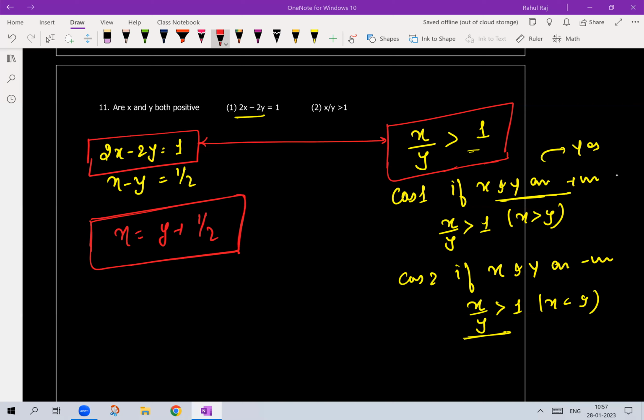Absolutely. So at this place, you take any value of y, doesn't matter at all. You take any positive value of y or any negative value of y, it doesn't matter. Can I say x is greater than y by half? Yes. If you take y is equal to 10, x is 10 and half. If you take y is equal to 20, x is 20 and half. If you take y is equal to minus 1, x is minus half. I can 100% conclude x is greater than y in all the cases, whatever value of y you take.